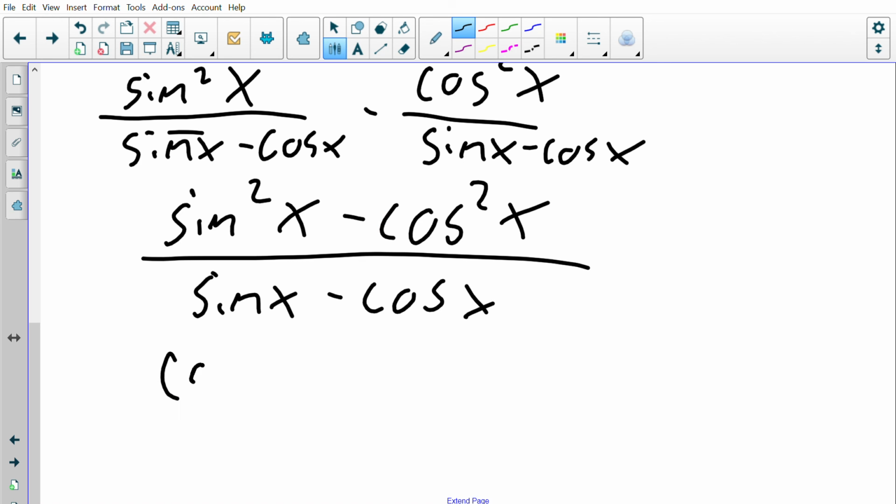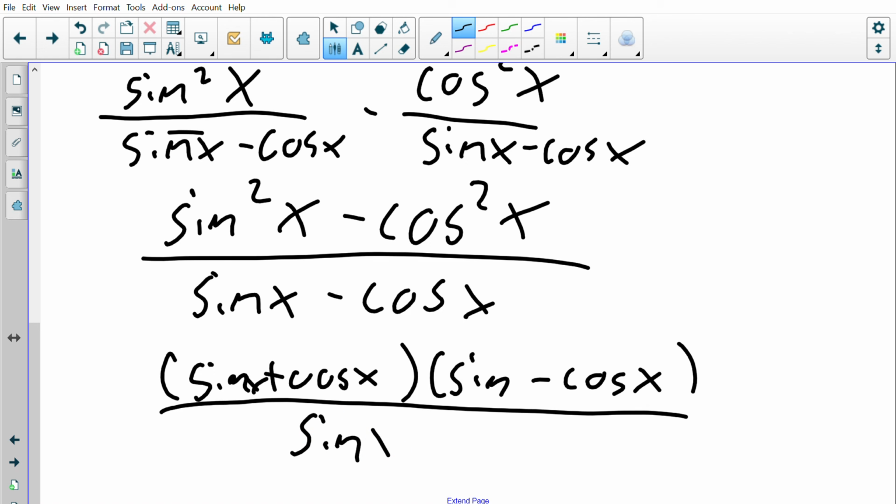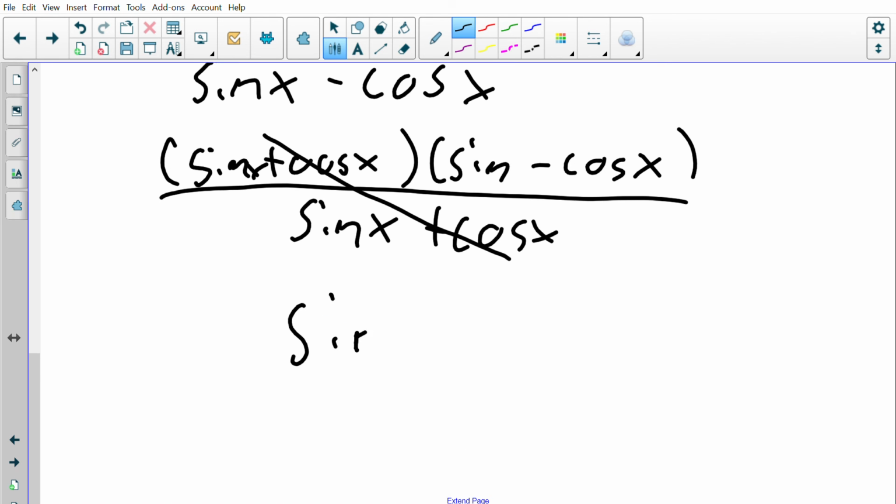So it's going to be sine plus cosine of x and sine minus cosine of x. So if I were to FOIL, I would get sine squared, cosine squared, and the middle term would cancel. And this is all over sine x plus cosine x. I have pairs, so I can cross those out, and my final answer is sine minus cosine of x.